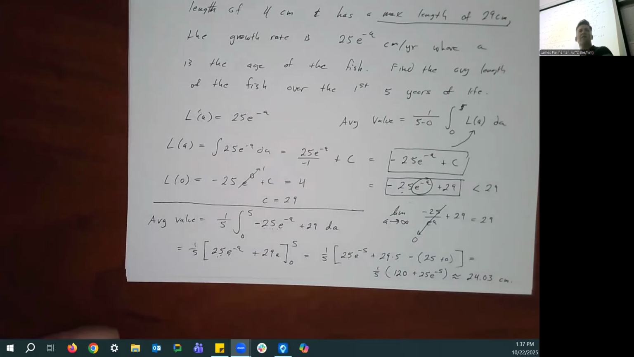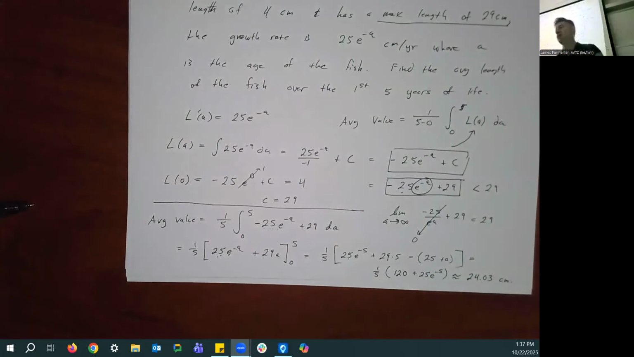It grows pretty fast, right? If it starts at 4 centimeters and gets to a maximum of 29 centimeters over its entire lifetime, in the first 5 years, the average length of the fish is 24 centimeters. It's growing pretty fast. Interesting.